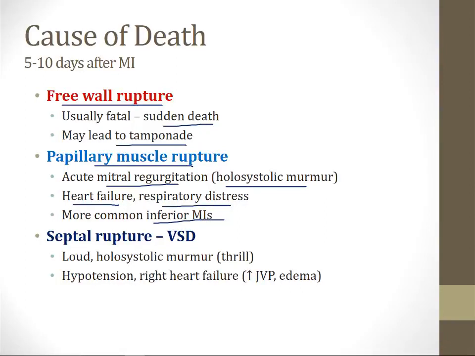And then finally, the ventricular septum can rupture, and this can lead to a ventricular septal defect. Potentially, this can cause a loud holosystolic murmur, potentially with a thrill, and the right ventricle can become overloaded with blood from the left ventricle. This can cause hypotension and right heart failure, like increased jugular venous pressure and lower extremity edema.